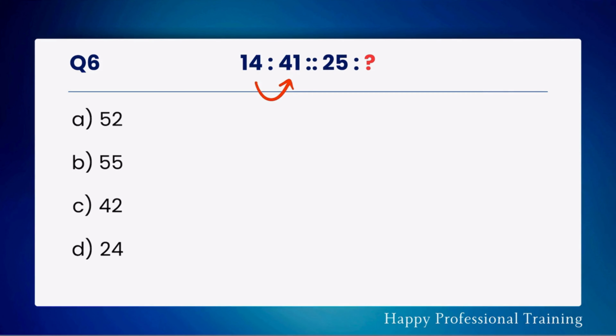14 has become 41. Now this one looks different from the last few questions. The second number is not much smaller or much bigger. It's just the same digits in different order. Let's check the order of the digits. In 14, the digits are 1 and 4. In 41, the digits are 4 and 1. So the rule here is straightforward. They just reverse the digits. Now let's apply the same thing to 25. If we reverse 25, what is it? It is 52, and the answer is option A.